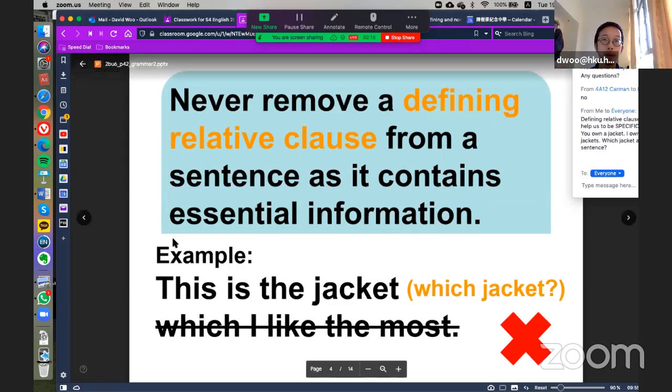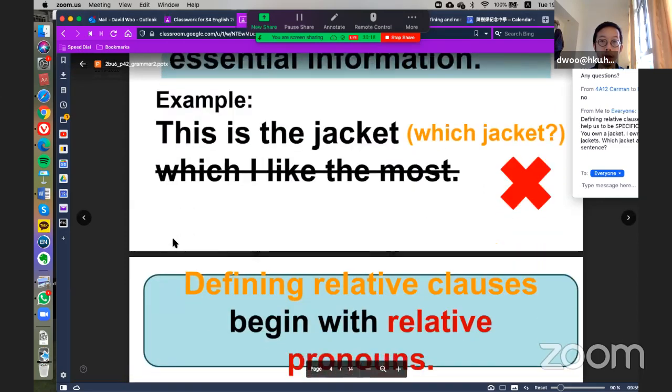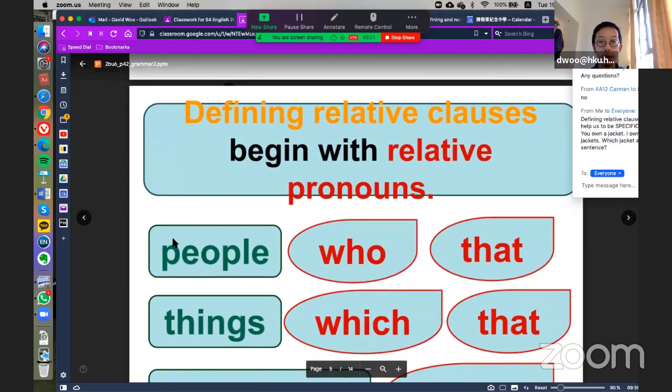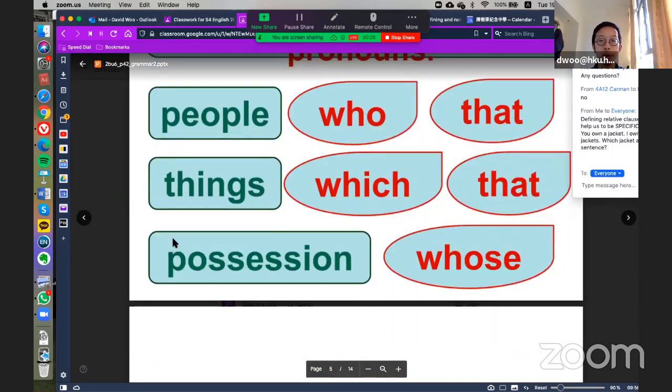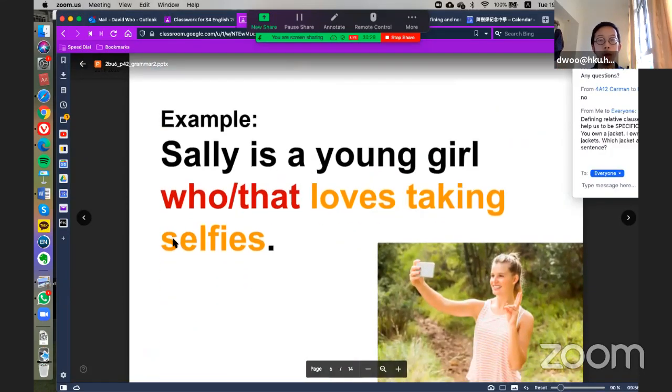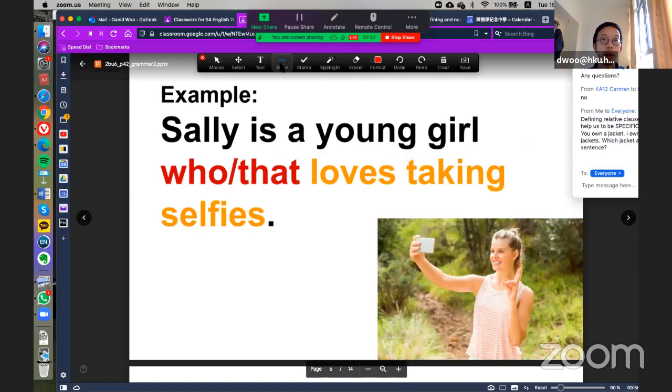We want people to understand. That's why we use defining relative clauses. And we see people, we can use who and that, things, which and that, possession, whose. We've seen this before. So you see, there are so many young girls. There are many young girls in 4A. This might be a young girl. Which young girl are we talking about? And so we can be more specific and say the young girl that loves taking selfies, who is also named Sally.